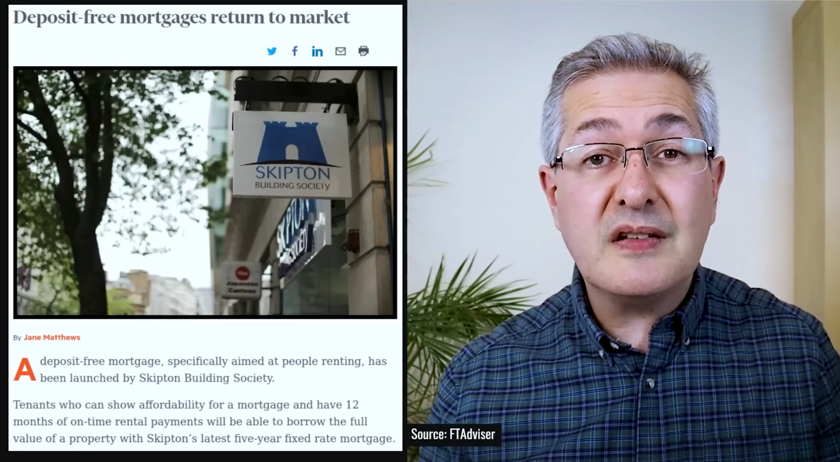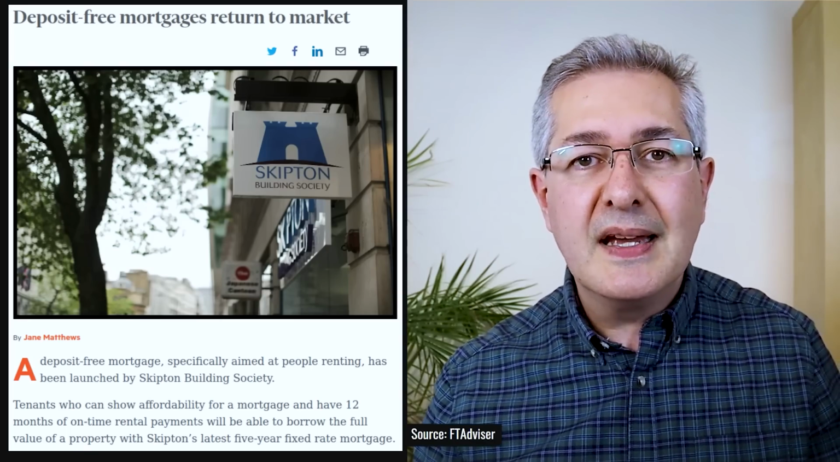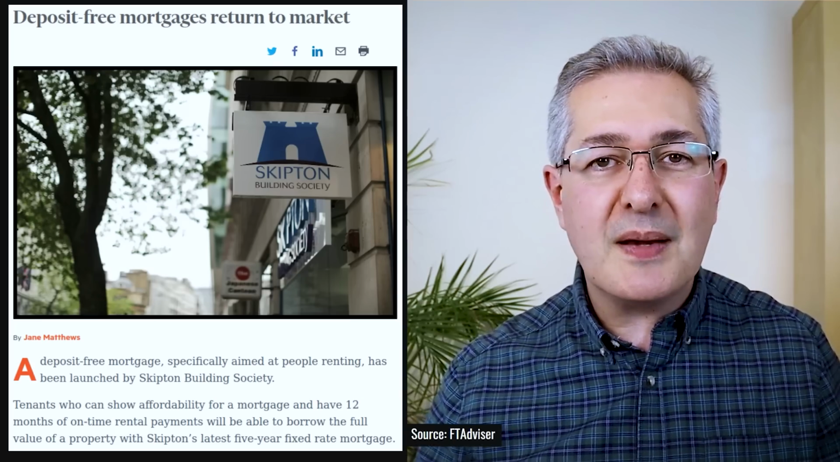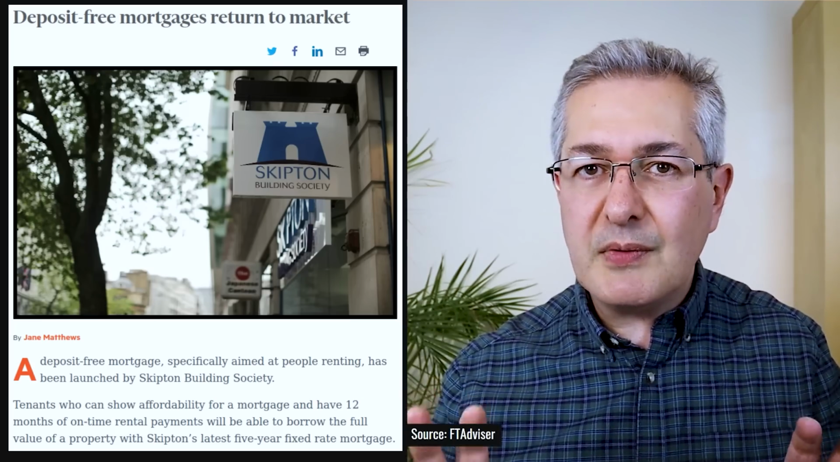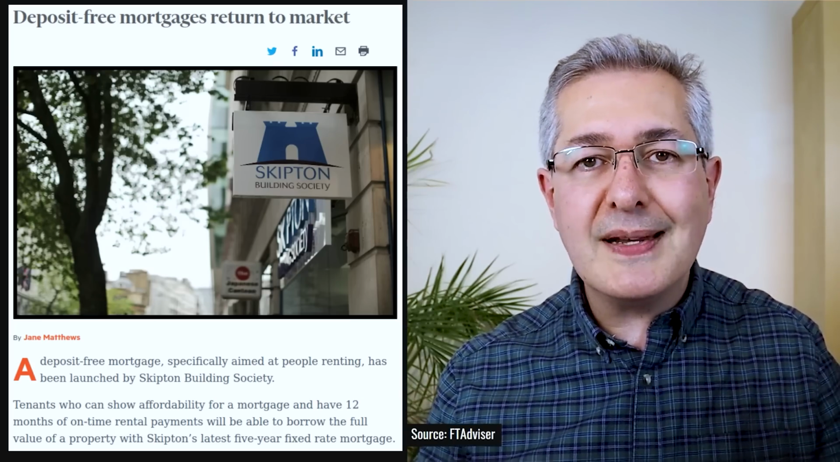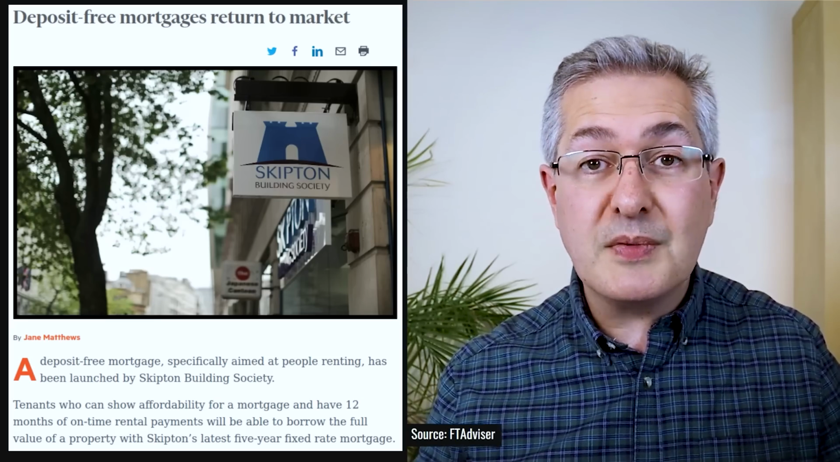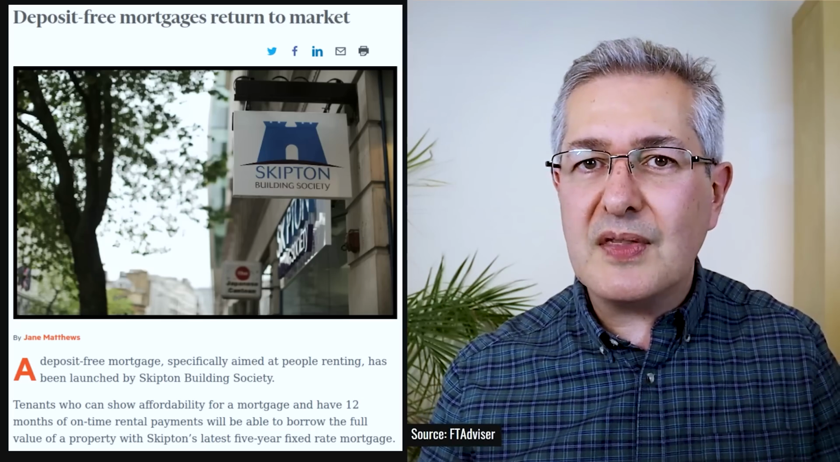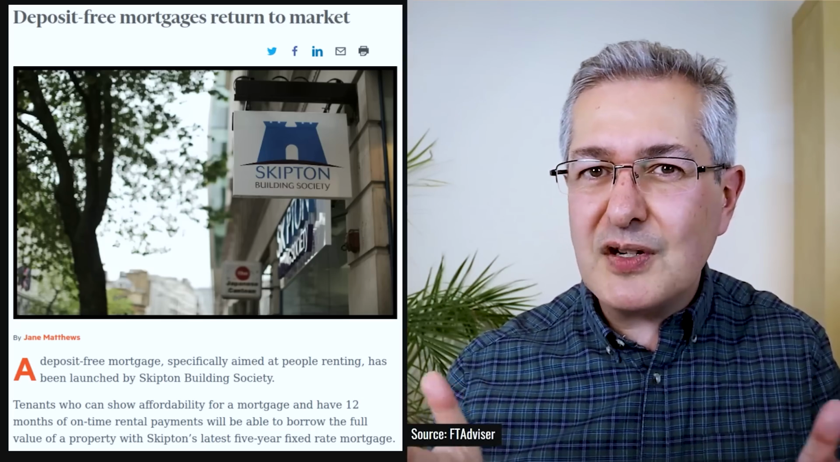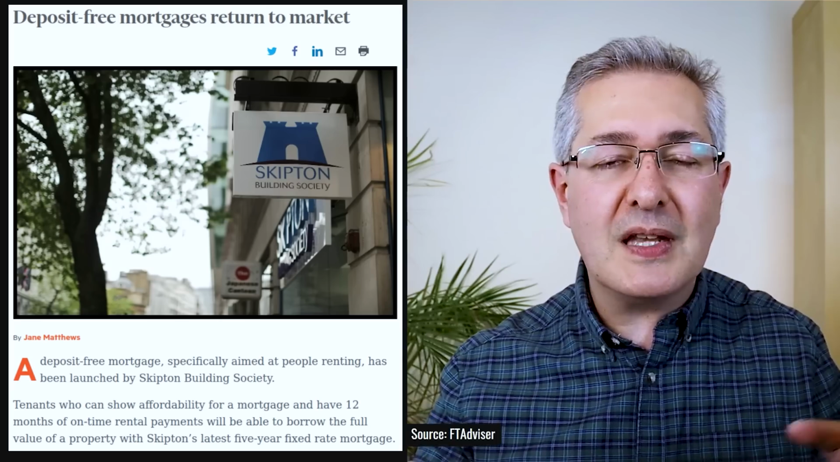But it was interesting to see that Skipton Building Society has now started offering 100% mortgages, although these are very restricted. This is primarily targeted at people who are currently renting and who've been doing so for some time, and it also restricts the mortgage payments to be the average of their rental payments over the last 6 months.